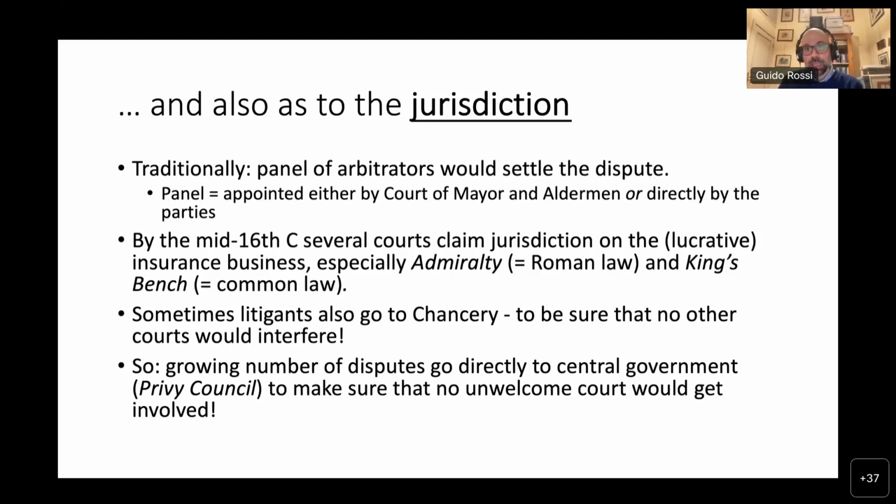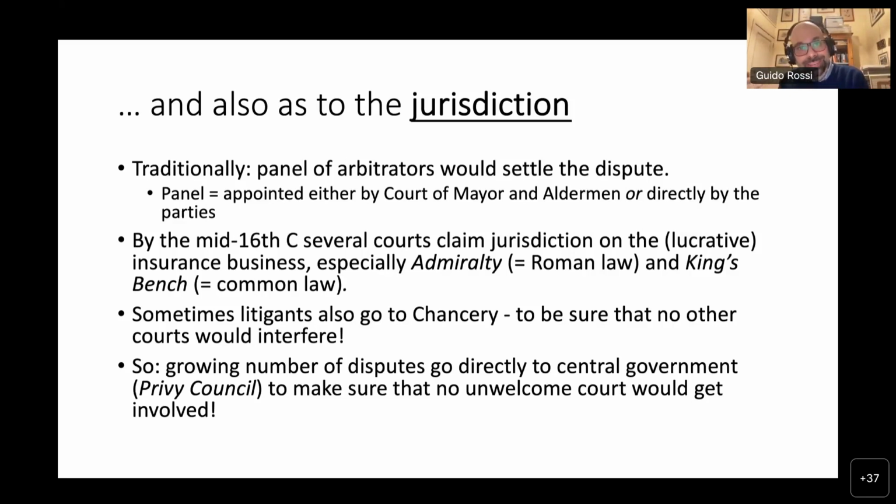Of them, in particular, two are very problematic to merchants. One is the Court of Admiralty, because it applies Roman law. The other is the King's Bench, because it applies common law. Neither legal system was used by the merchants at this stage to rule their policy, to underpin their policies. So both systems were alien to the merchants, and they didn't want them. They didn't want those rules applicable to insurance customs. So merchants would ask other courts, especially the government. At the time, you have to think of, well, the lack of separation of powers, obviously.